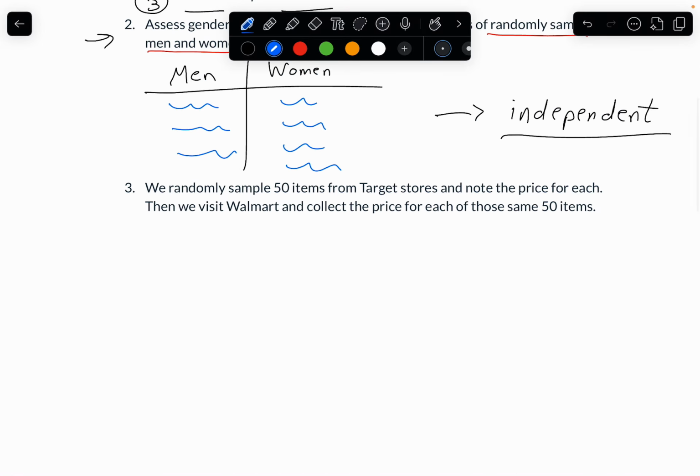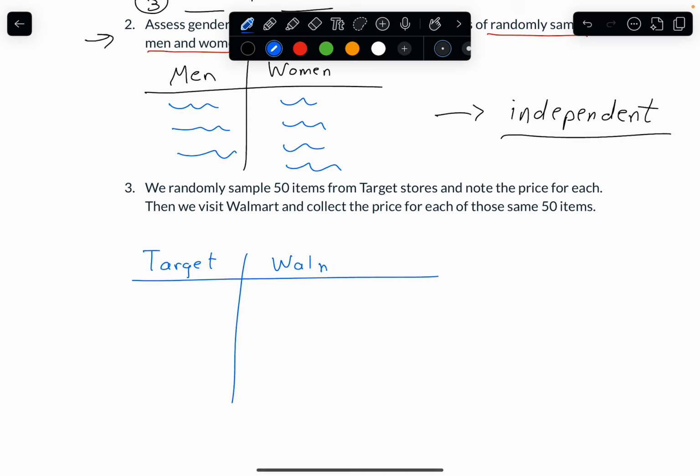Lastly, number 3 down here, it says we randomly sample 50 items from Target stores and note the price for each one. Then we visit Walmart and collect the price for each of those same 50 items. So one last time, I'm going to imagine, what would this data look like? Well, we've got our Target prices, and then we've got our Walmart prices. And this says we're randomly sampling, in this case, 50 items from Target.